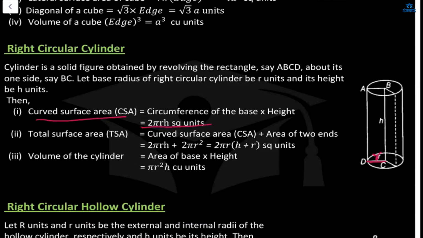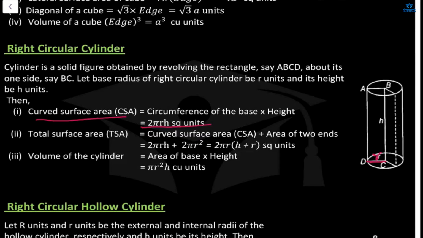So what will it be? Curved surface area is what? 2 pi r h. That is your curved surface area. Now, what will be the area of the base and the top? It will be pi r square. Now, 2 are there, pi r square plus pi r square. So you will get 2 pi r square.